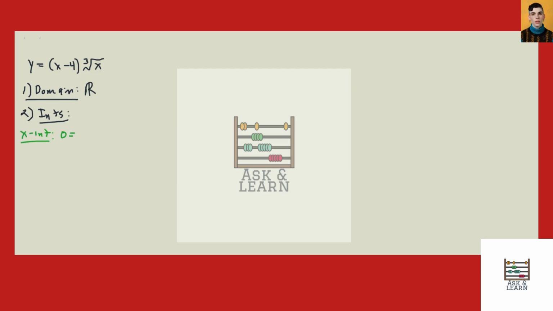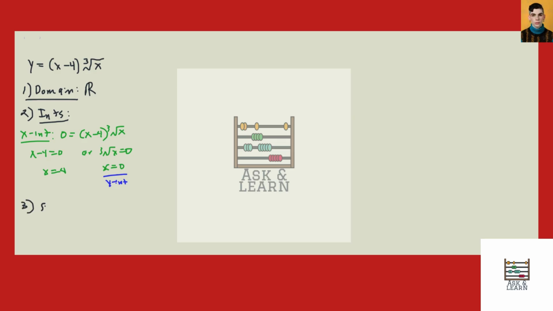So 0 is equal to x minus 4 times the cube root of x. Using the zero product property, that tells us either x minus 4 is equal to 0 or the cube root of x is equal to 0. So x is equal to 4 or x is equal to 0. And we don't even need to go find our y-intercept, since when x is equal to 0, that would give us our intercept. So our y-intercept will just be the origin.